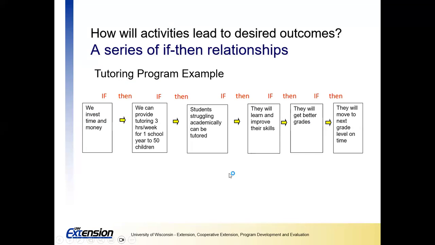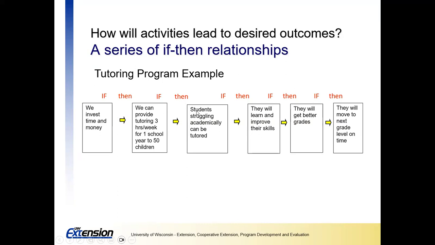When we are trying to show a logic model, we're focused on what's known as the if-then relationship. That is, if this happened, then this happened. In this case, they use a tutoring program. They're saying, for example, if we invest time and money, then we can provide tutoring for 3 hours a week for one school for 50 children.